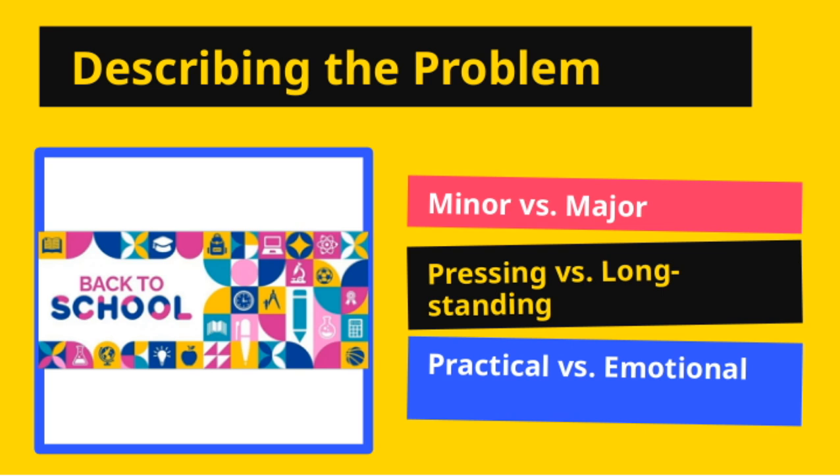A pressing issue demands immediate attention. It's urgent and can't be delayed. Conversely, a long-standing problem has been around for a while. It might not seem urgent in the moment, but over time, it can erode trust or cause ongoing discomfort. Then there's the scale of the problem, minor versus major. Minor problems might cause inconvenience, but they rarely threaten the overall success. Major problems, however, can have significant consequences, potentially derailing projects or damaging relationships.